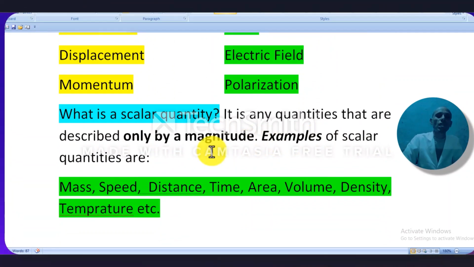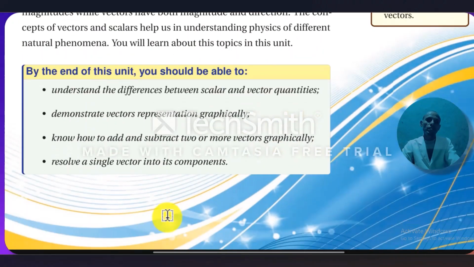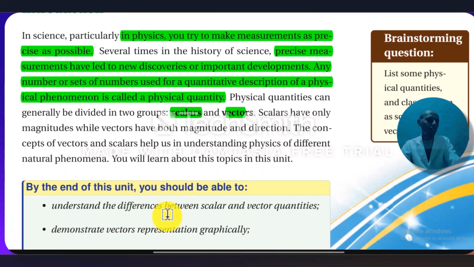The second type of physical quantity is scalar quantity. Scalar quantity is any quantity that is described only by magnitude. Good examples of scalar quantity: mass, speed, distance, time, area, volume, density, and temperature. Let me ask you some questions concerning today's topic. List some physical quantities and classify them as scalar and vector quantity.